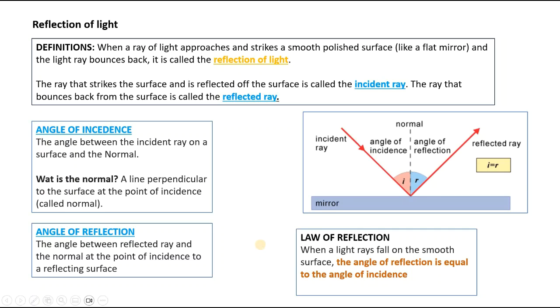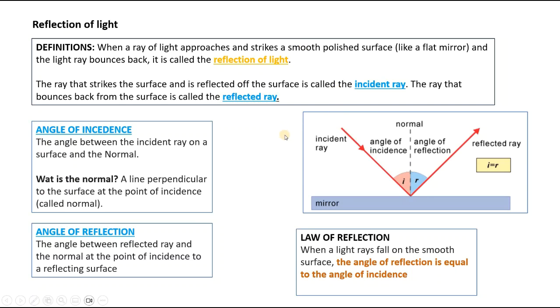So first we will start with definitions, and starting off with reflection of light. Now, what is reflection of light? Reflection of light is when a ray of light approaches and strikes a smooth, polished surface like a mirror, and the light then bounces back, or it bounces off this mirror. That process is called reflection.